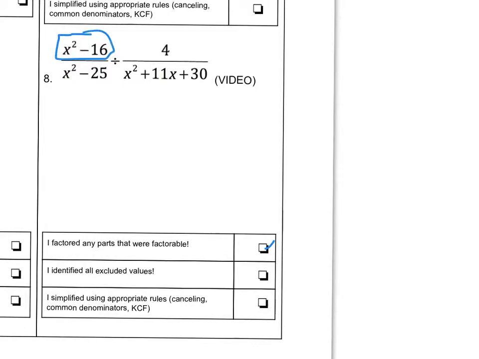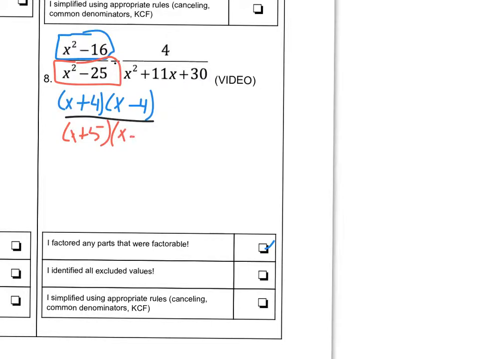X squared minus 16 factors into x plus 4 and x minus 4. X squared minus 25 factors into x plus 5 and x minus 5. 4 is not factorable, so I'm just going to leave that as is, a nice reprieve. And then the bottom part of this, x squared plus 11x plus 30, is going to factor into x plus 5 and x plus 6.